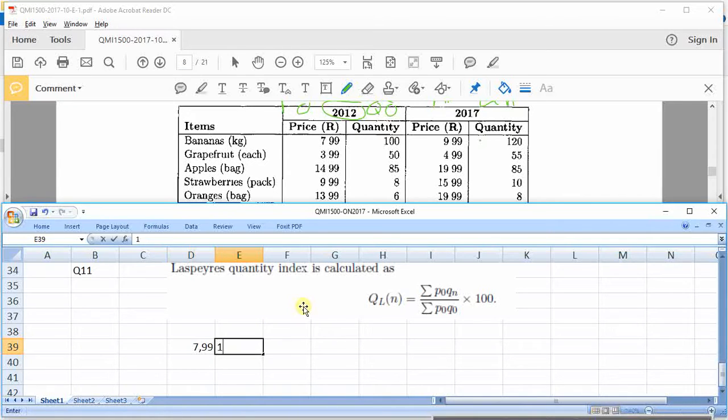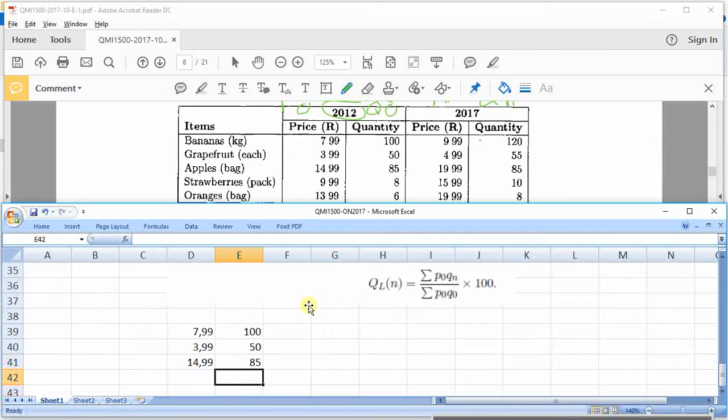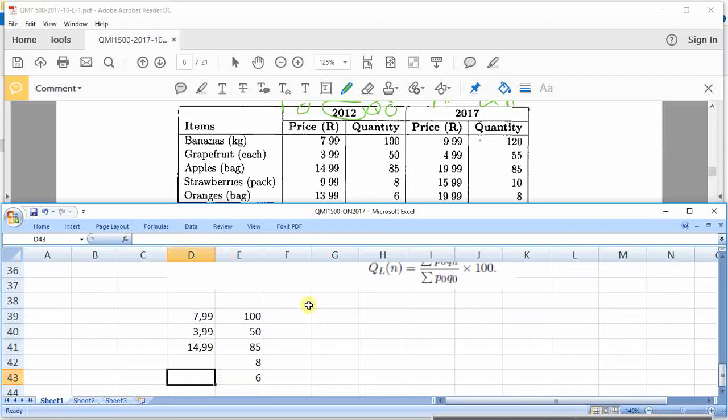7.99, 100. 3.99, 50. 14. Yeah, bananas will never cost 799 rand. I thought it was weird, but okay. It's a question paper. So okay, 85, 8, 6, 999, 13.99. Okay, so that's P0. Q0. Fine. Okay, then Pn. Qn.